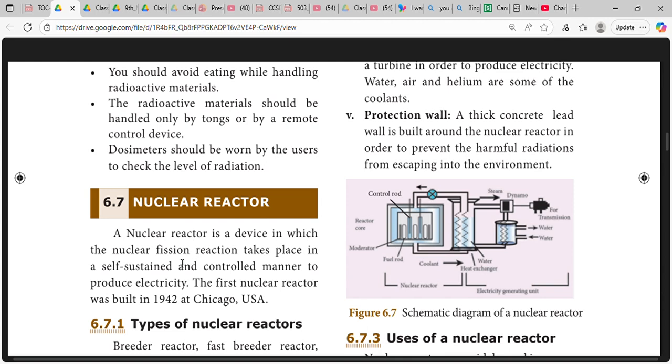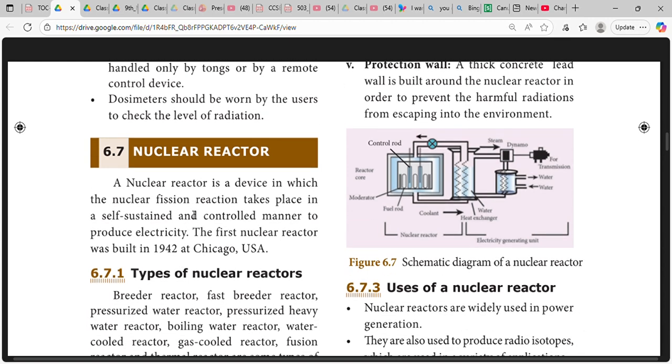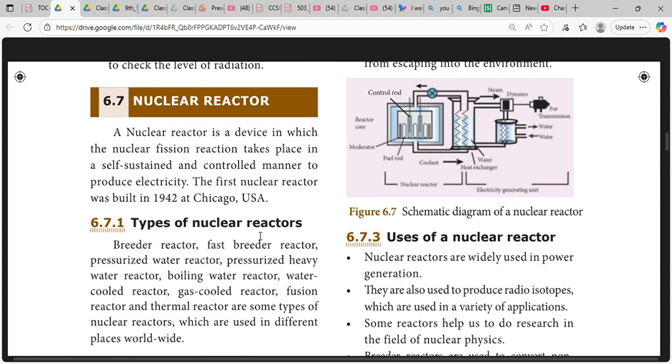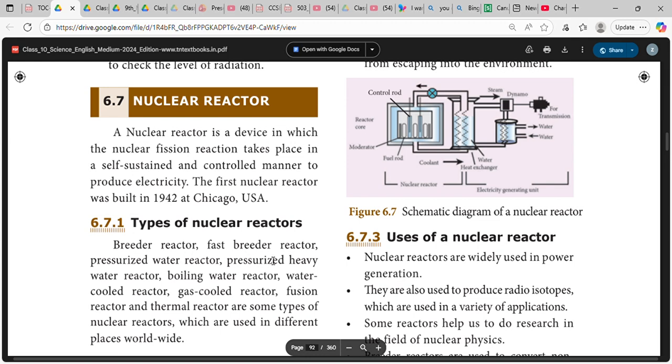A nuclear reactor is a device in which the nuclear fission reaction takes place in a self-sustained and controlled manner to produce electricity. The first nuclear reactor was built in 1942 at Chicago, USA. Types of nuclear reactors are breeder reactor, fast breeder reactor, pressurized reactor, heavy pressure reactor, boiling water reactor, water cooled reactor, gas cooled reactor, fusion reactor, thermal reactor.